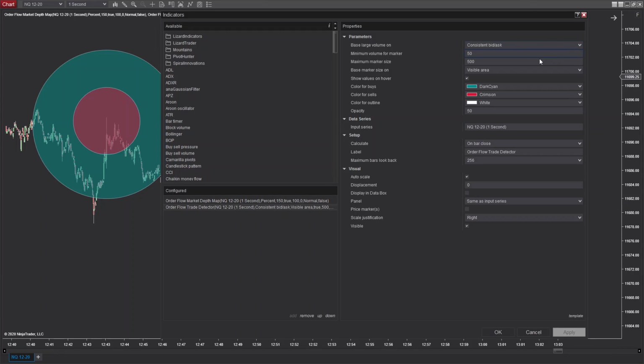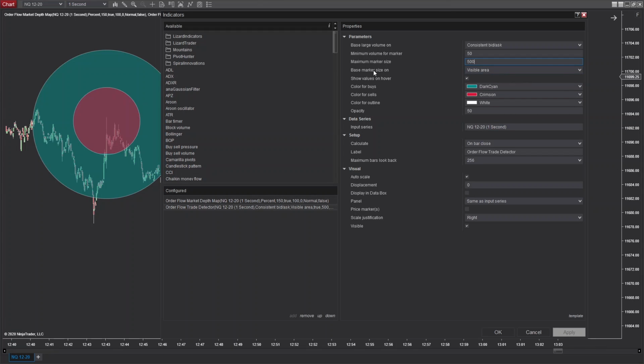These are the settings I have right now. I have the minimum volume set to 50, in this case 50 contracts. Maximum marker size is 500. You can change that to 500 or 1,000 or 2,000 or 5,000, whatever number you want. I just have it set to 500 right now. That's fine. You can play with the settings as you start to see the market, depending on what you're trading as well. The ES trades more heavily than the NQ.